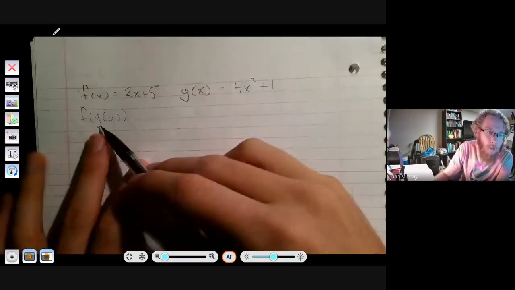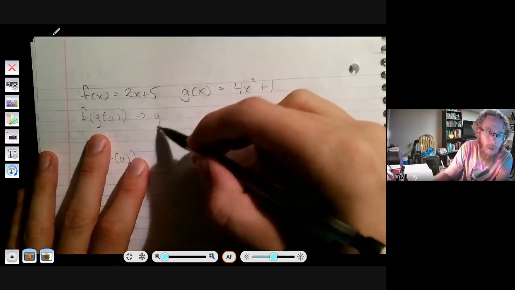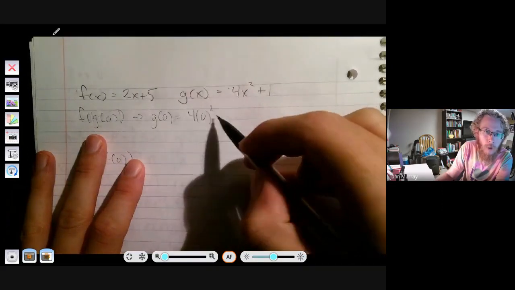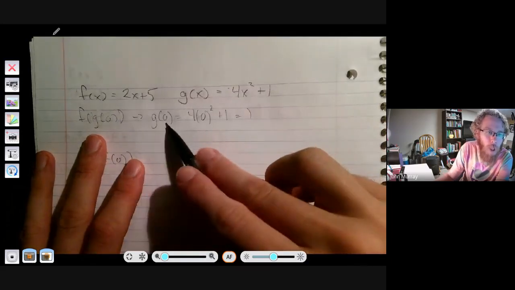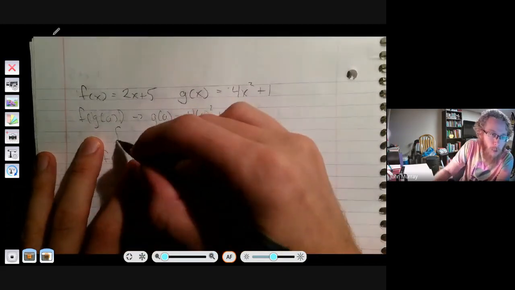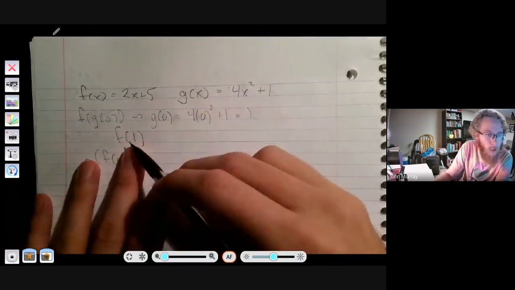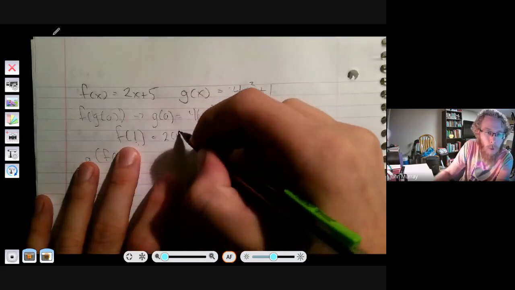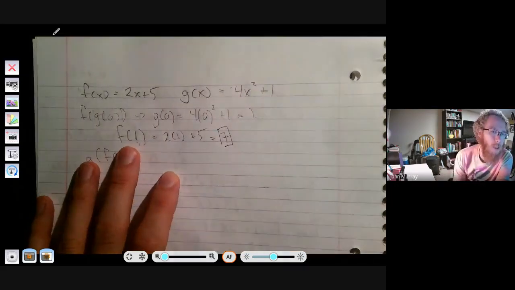Okay, so for this one, remember our inside part, we do that first. So we calculate g of 0. Plugging in 0 there, 4 times 0 squared plus 1. Well, this is easy. That goes away, and we have 1. So g of 0 is equal to 1. So we go back to our original. I substitute g of 0 with 1 because that's its value. And now I'm plugging in 1 to my f function. So you have 2 times 1 plus 5. Okay, so our answer is 7.